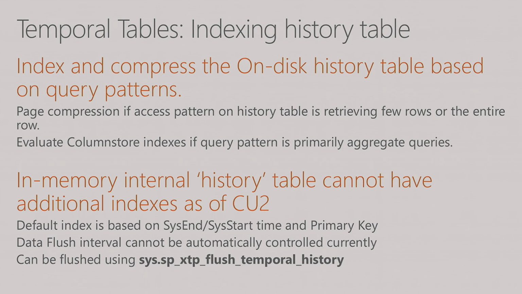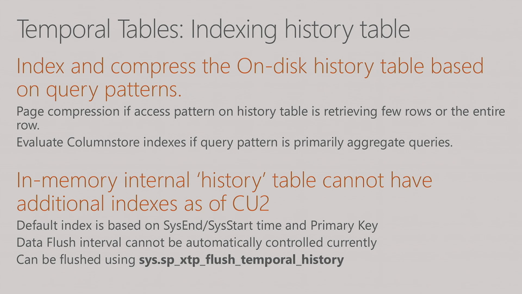Again, if you're doing singleton type lookups, for example, in a trading system, if you're looking at history based on an order ID, which is more of a limited set of data, then use page compressed. If you're doing aggregate type queries across all the history data, use column store. One limitation, if you will, on the internal history table is you can't define indexes on the internal in-memory history table. And so it has only one default index right now, which is on the sysend time, start time.